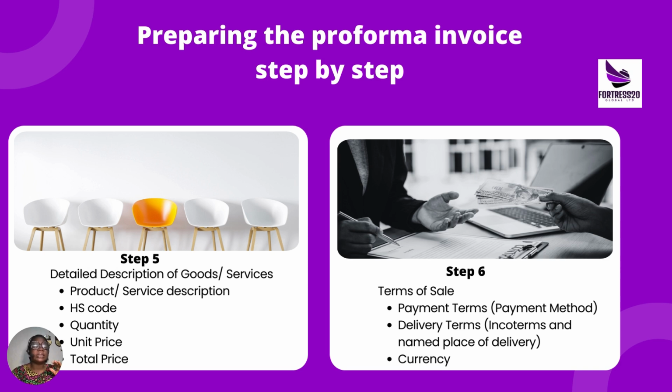Step 5 is to give a detailed description of the goods or services being sold. For the product description or service description, include the name of the product, the model, and any other important details. Add the HS code, which is the Harmonized System Code for Customs. The quantity, how many units are you selling? The unit price, the price for each product. The total price, which you'll get by calculating by multiplying the quantity by the unit price.